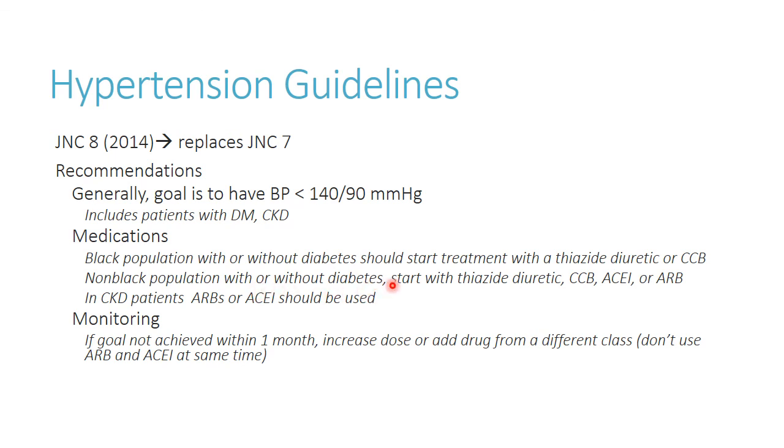For the non-black population, with or without diabetes, you can start with a thiazide, calcium channel blocker, ACE inhibitor, or an ARB. Typically what I see is that for those other patients, you will recommend an ACE inhibitor as first line, because it has a lot of good effects to help block left ventricular remodeling, kidney dysfunction, things like that. So again, kind of dealer's choice there. In general, chronic kidney disease patients should be on an ARB or an ACE inhibitor if they can tolerate it, right? Because it helps to prevent further progression of disease. Also, for diabetic patients, ACE inhibitors are recommended as well because they can help prevent nephropathy over time. Make sense?